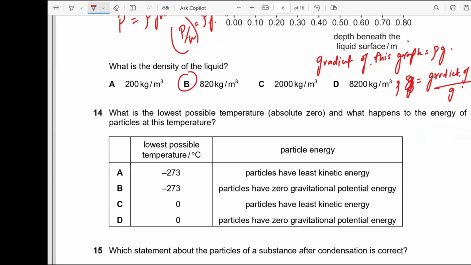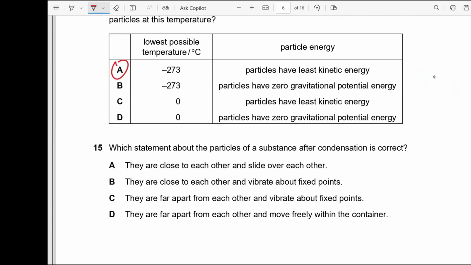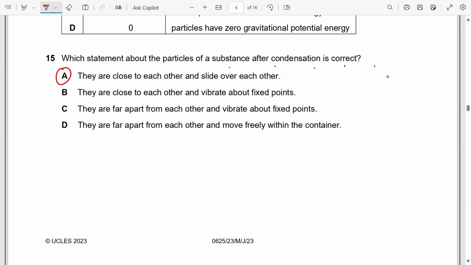What is the lowest possible temperature and what happens to the energy of the particles at this temperature? Particles have the least. Which statement about the particles of a substance after condensation is correct? They're close to each other and they are able to slide away. Right.